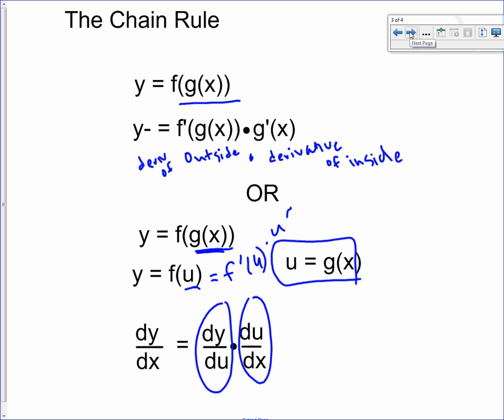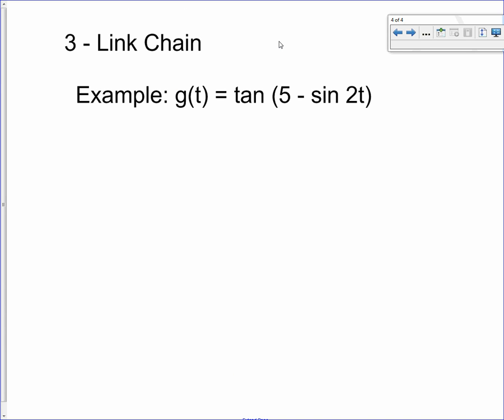Now, sometimes the chain rule can have more than one chain. So here's an example of a 3-link chain. And there is no limit to how many links you have. You just keep on chain ruling. So I'm going to use that verbal definition, derivative of the outside times derivative of the inside. So my outside function is tangent of the input. My input is t, by the way. So this is g prime, or I would call it dy dt, because I'm changing the output with respect to the input, which is t.